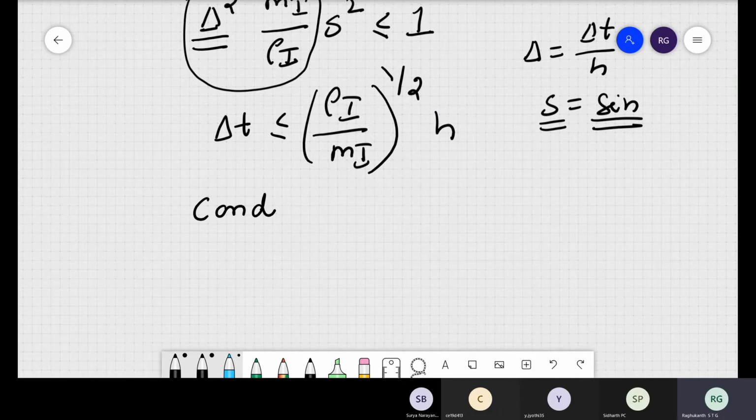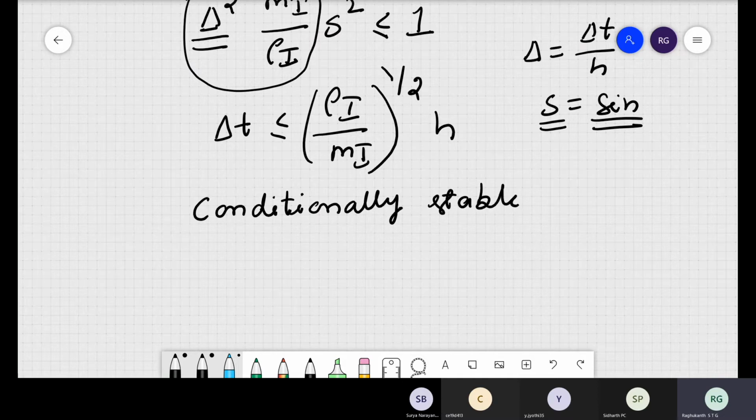So that means it is conditionally stable. Here you have to select delta t based on this. What is rho I by mu? For example, the root of mu by rho is the velocity.